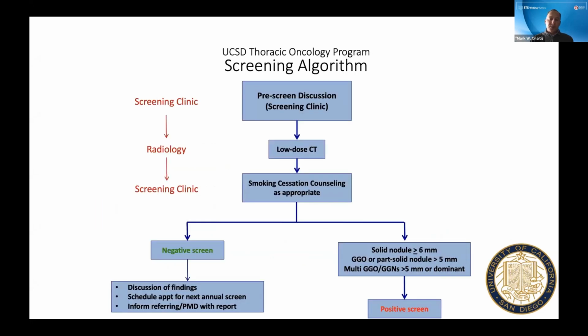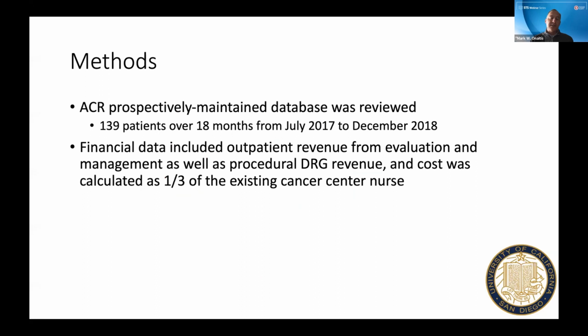And so here's our screening algorithm at UCSD. We have smoking cessation and a low-dose CT on the same day. Negative screens, we inform the MD and get another screen in a year. Positive screens, we decide what to do based on the NCCN guidelines. And here's some data from our institution, 139 patients over the first 18 months of the program.